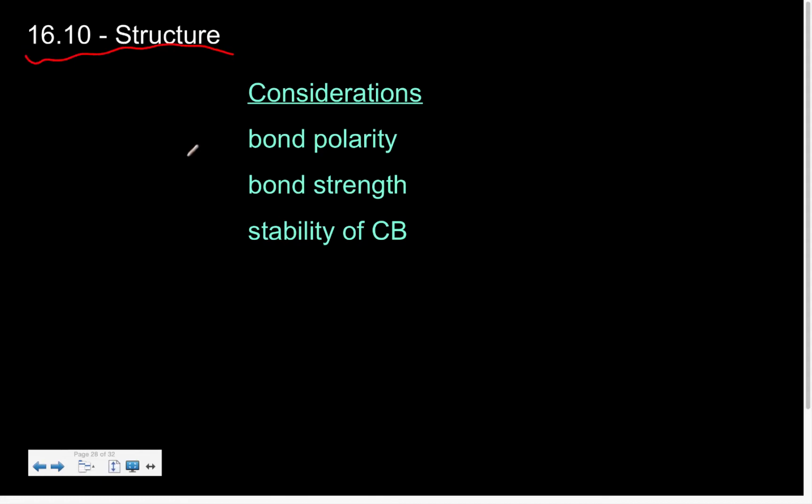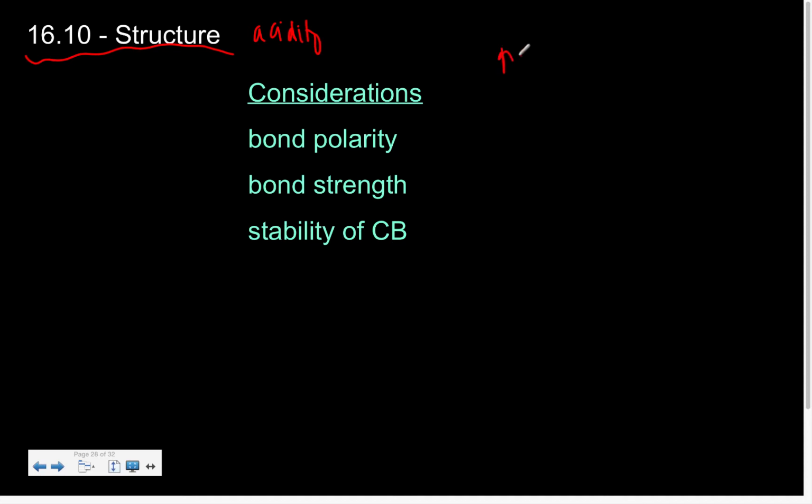So, structure as it affects acidity. Let's think about what that means, because we need a really strong definition of what that means before we start analyzing structures to decide if something is more acidic or not.